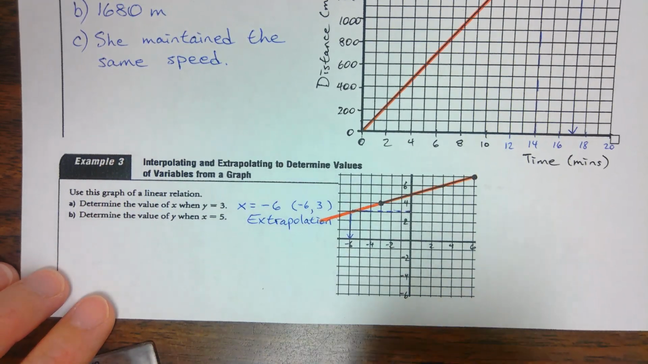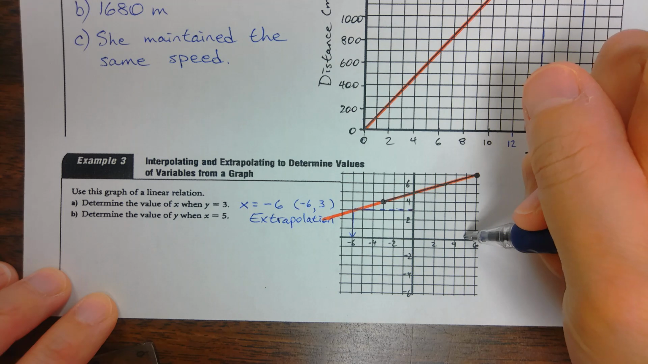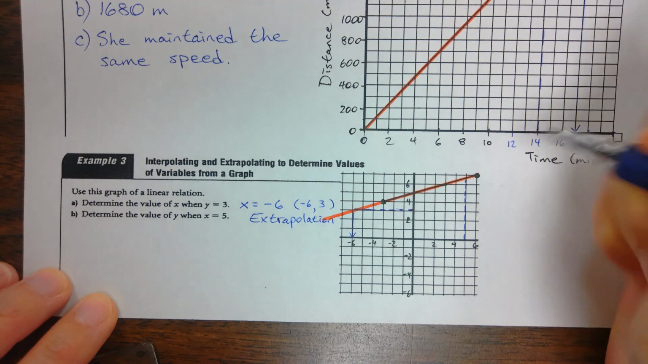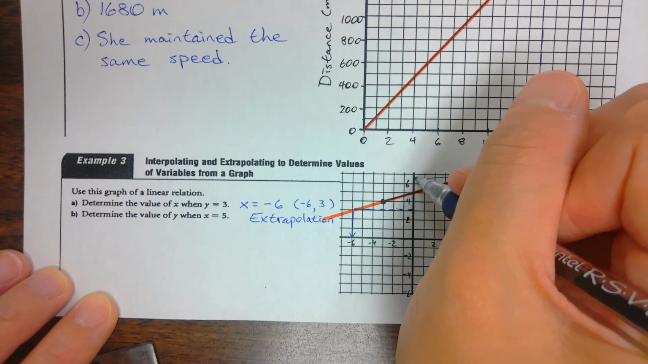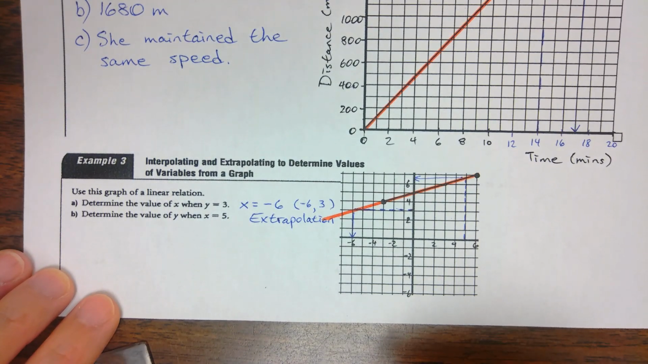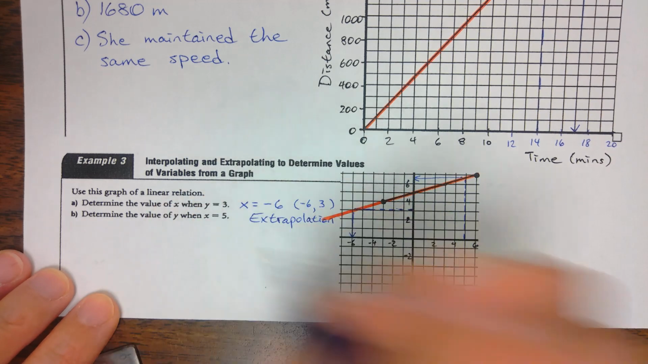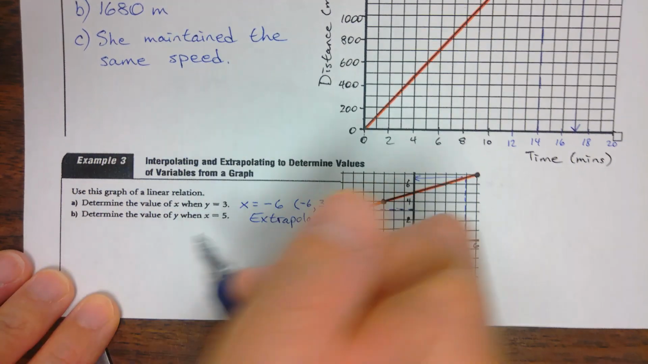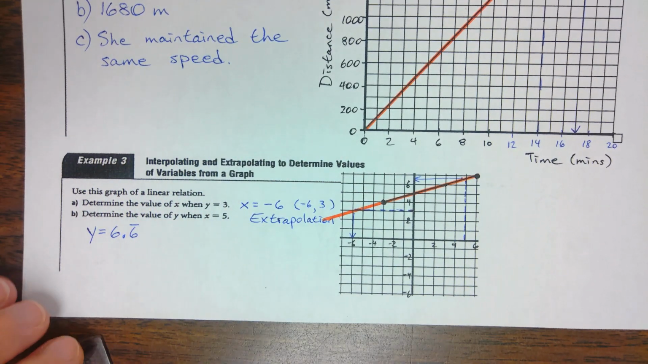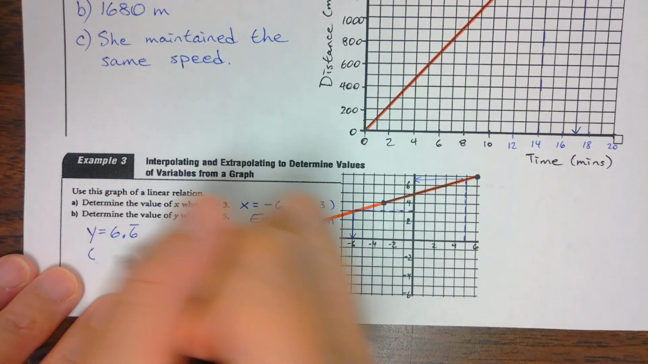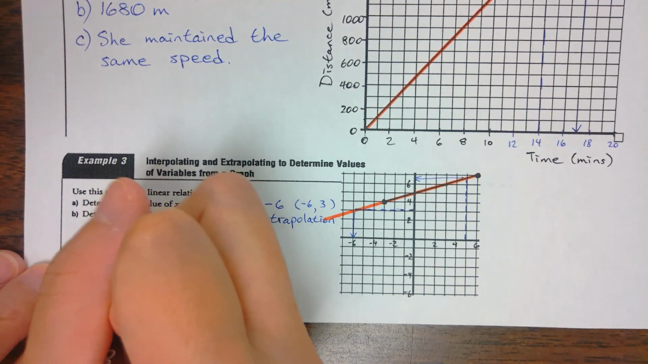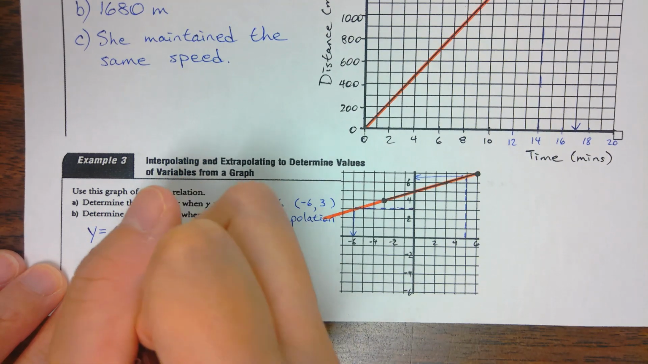Alright, and then for B, when x is 5, so right here, draw up to your line, and then across. So it is roughly about, yep, 6.6. So I got y equals 6.666666 repeating. Right? If I were to write this as a coordinate, what would it be? Yep. 5, 6.6. Perfect. All right.